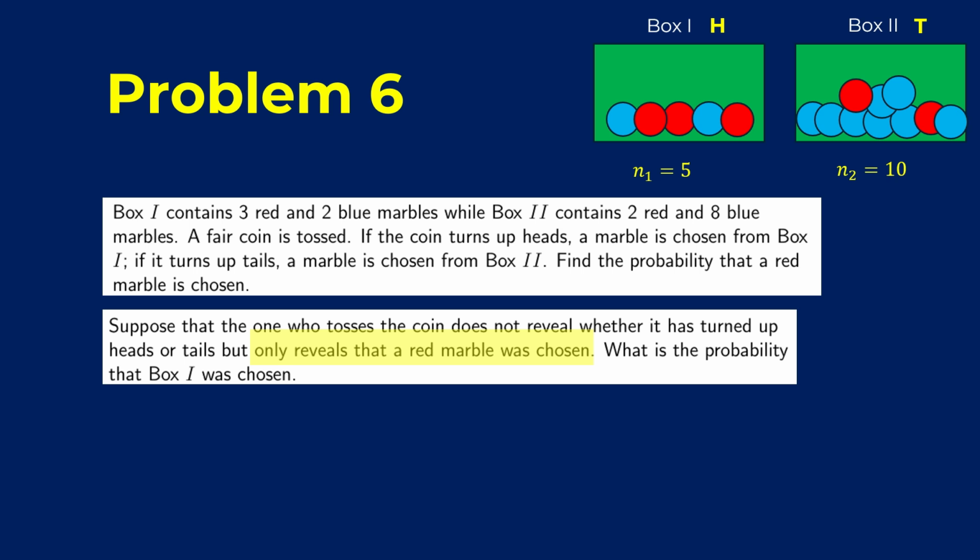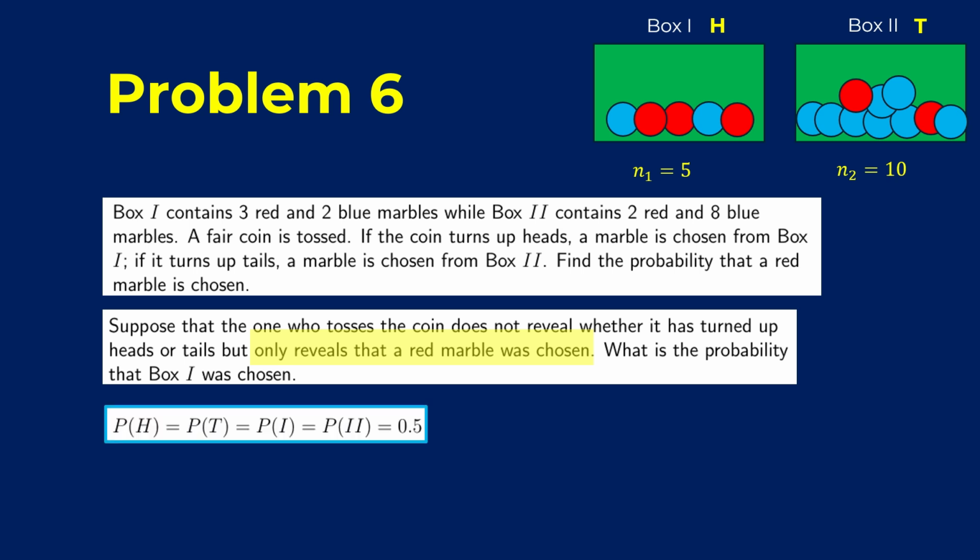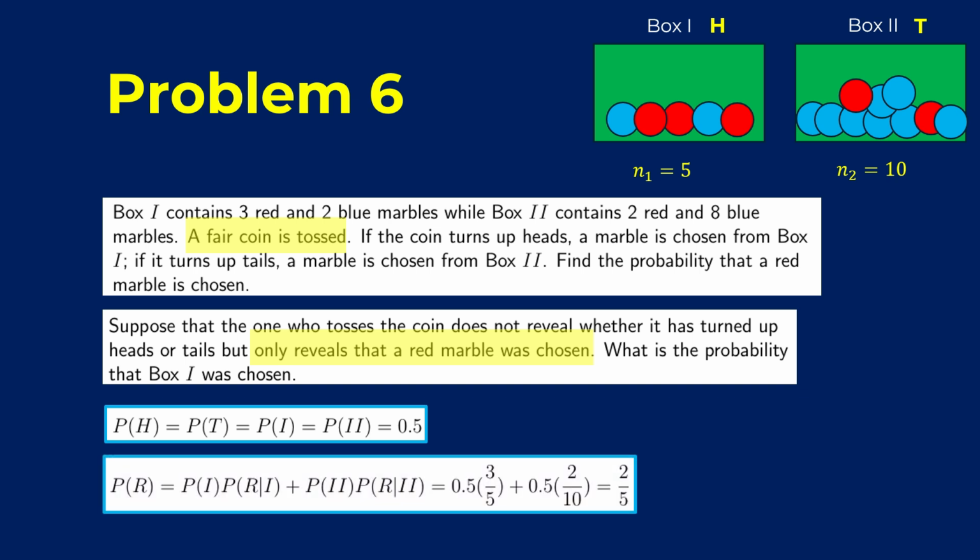From our solution of problem 5, we know that the probability of heads turning up or tails turning up is the same, and the probability of selecting a marble from box 1 or box 2 is also the same, which is 0.5. This is because the coin used is a fair coin, so all possibilities must have the same probabilities. We also calculated the probability of picking a red marble as per the conditions specified in problem 5, which is 2 by 5.